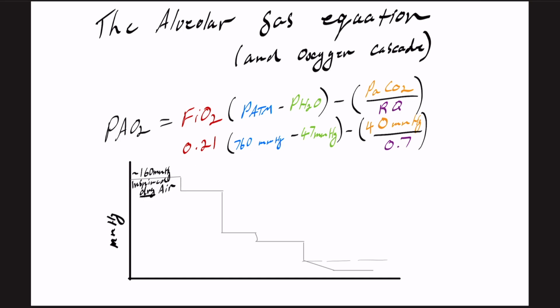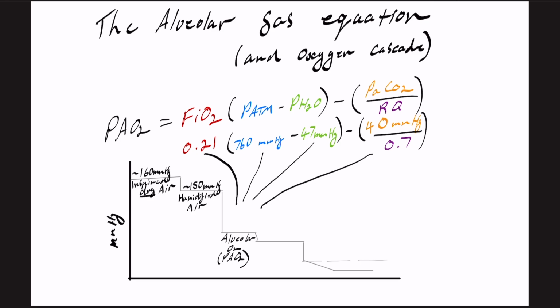Then it steps down and we talk about humidified air, and this is air that's now entered the lungs essentially. This is made up of the 3 components: FiO2, the atmospheric pressure, and the vapor pressure. Then we move on to the alveolar partial pressure, PAO2, and this is capital A. Now we need to take into account the amount of space that the CO2 is taking up in the alveolus. So our PAO2, after taking into account the CO2, is about 100 millimeters of mercury.